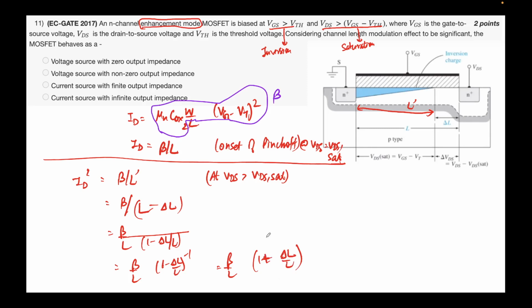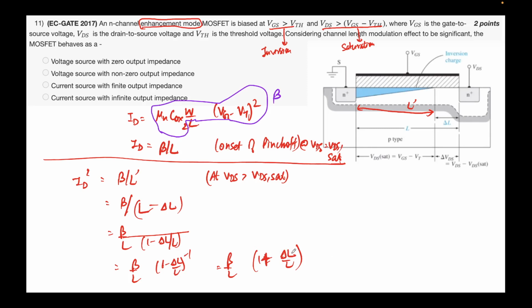All right, so forgetting what this binomial, if delta L is much smaller than L, so 1 minus x, if x is much smaller than 1, then you can write it as 1 minus x. I'm doing exactly the same, it's the binomial expansion. So this is my new ID.